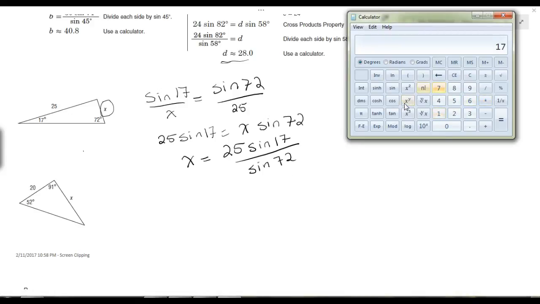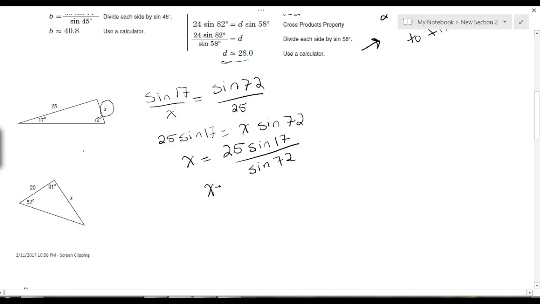So do 17, I'm going to take my sine, I'm going to multiply that by 25. I'm going to divide that whole thing by the sine of 72, and I get 7.68. Or rounding to the nearest tenth, so I'm just going to get 7.7. So x equals 7.7.